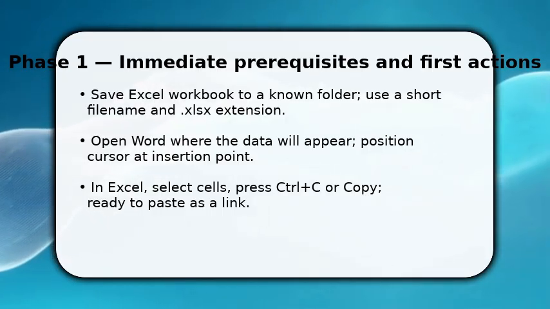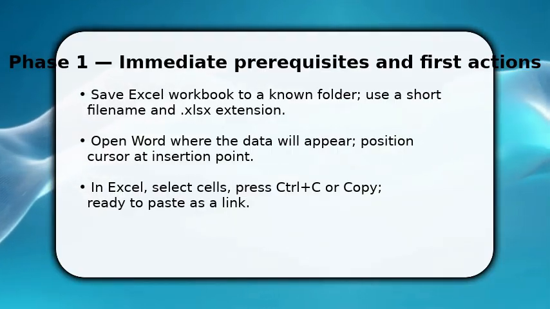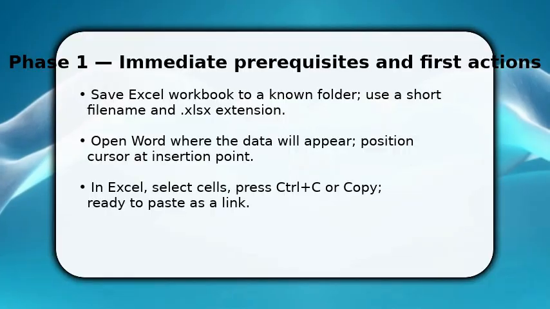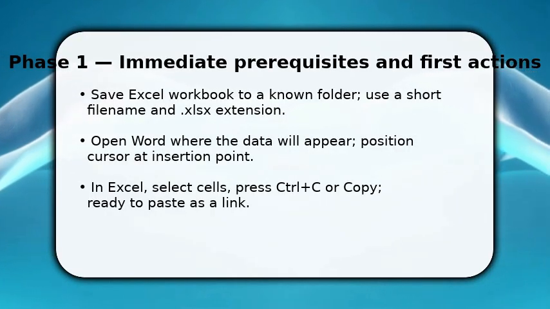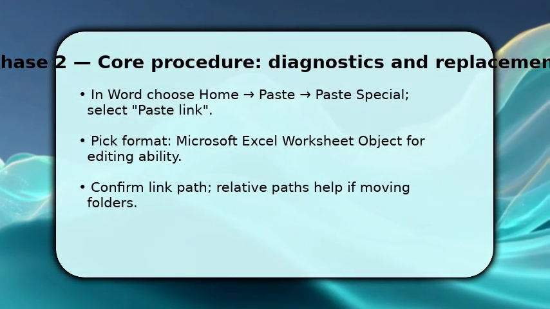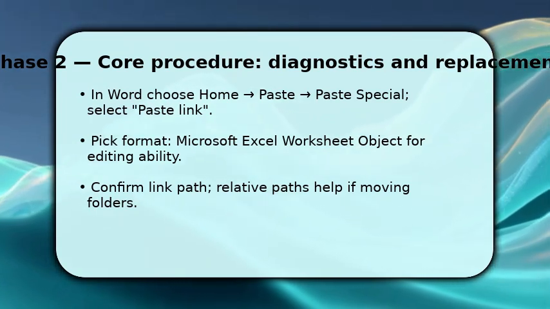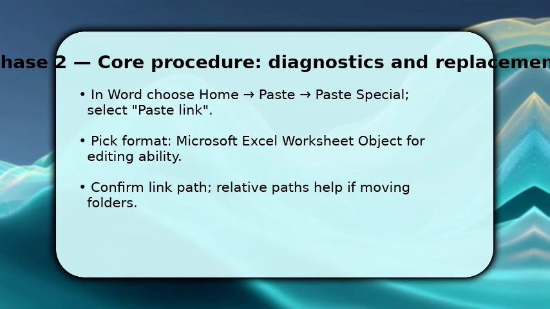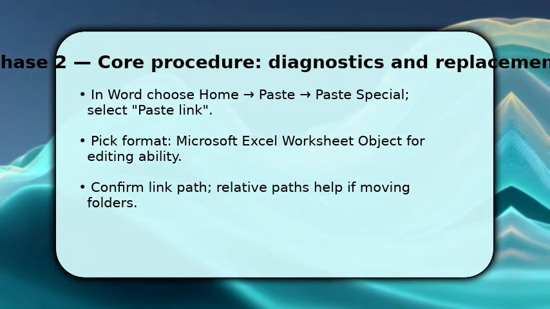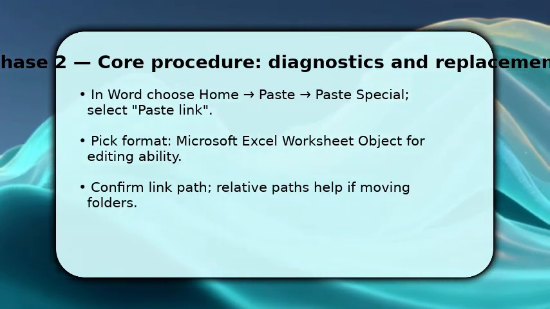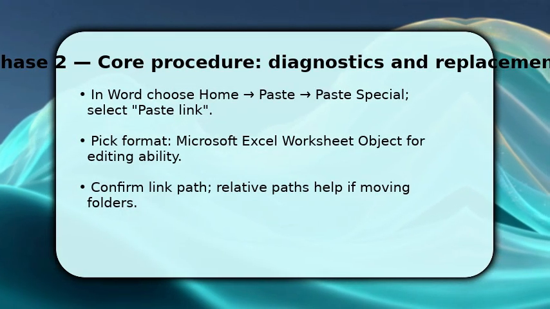This is critical because Paste Special gives you the link option. Make sure both files will remain in the same relative folders so the link can find the source later. Now perform the link. In Word, open Paste Special and select Paste Link, then choose Microsoft Excel Worksheet Object so you can double-click to edit. This embeds a live connection rather than a static image, which is why you can update later.